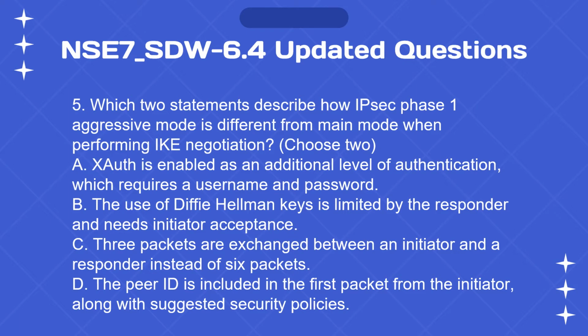C. 3 packets are exchanged between an initiator and a responder instead of 6 packets. D. The peer ID is included in the first packet from the initiator, along with suggested security policies.